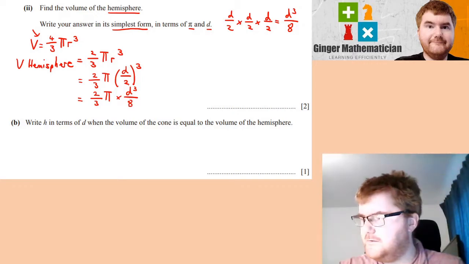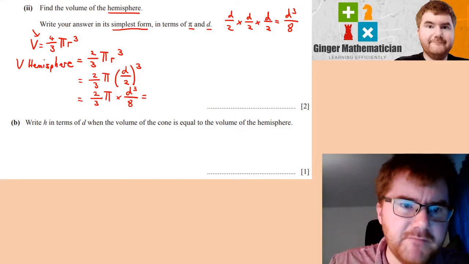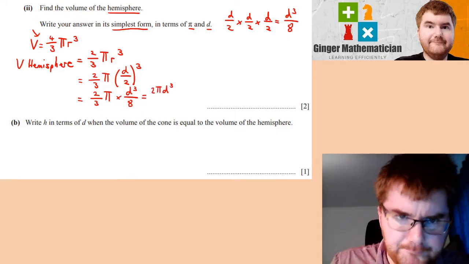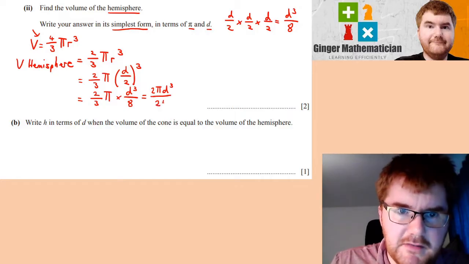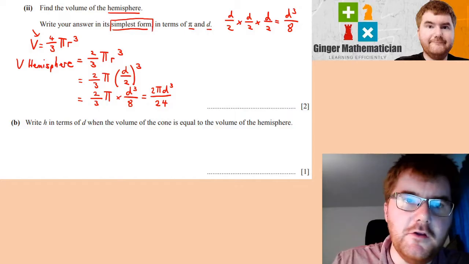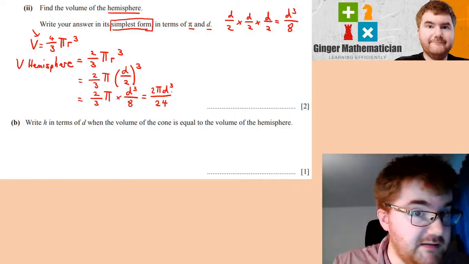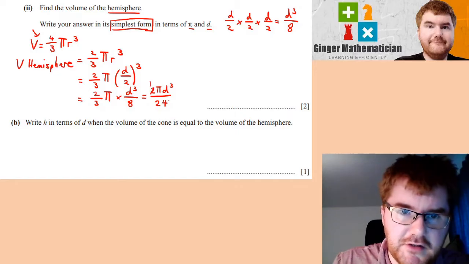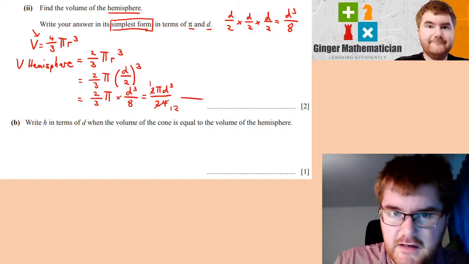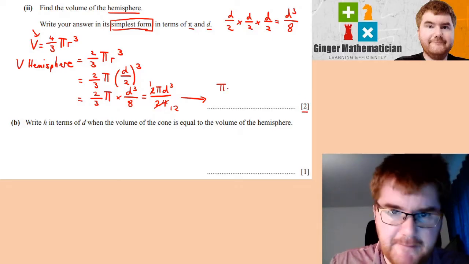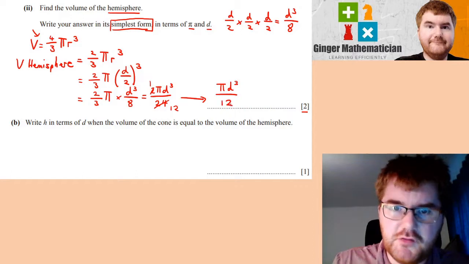And now we can simplify this a little bit further. So we have 2 times pi times d cubed at the top, and we get 24 at the bottom. Now notice this is where I highlighted this part of the question. We are not finished at this point because we can simplify this further. So 2 goes into 2 once, 2 goes into 24 12 times. So the final answer, making sure we get all 2 marks here, is pi d cubed over 12.